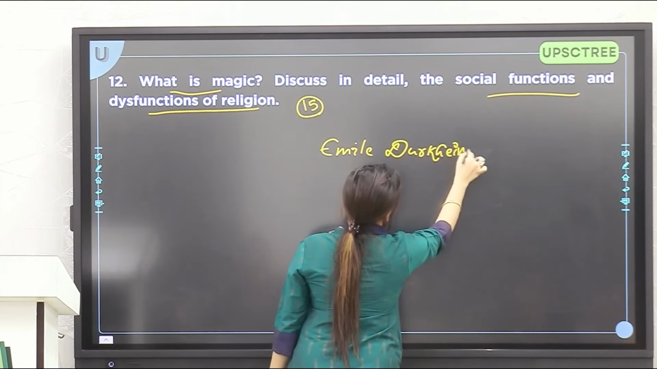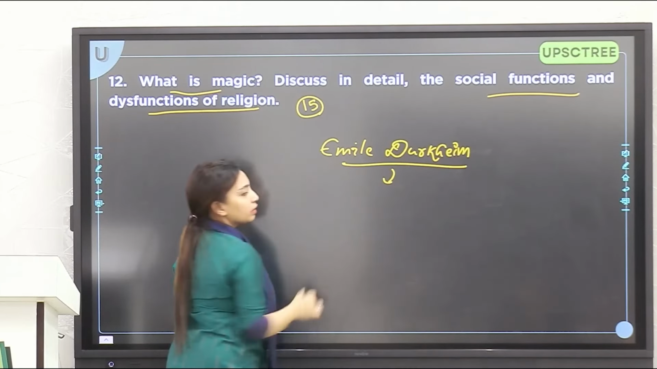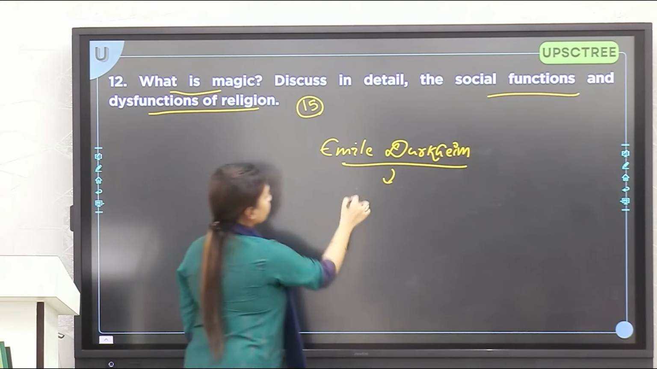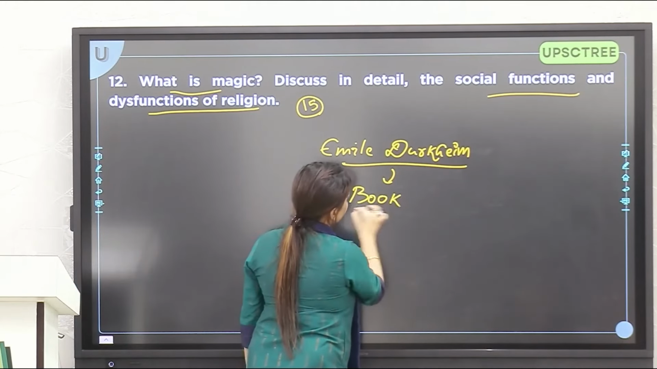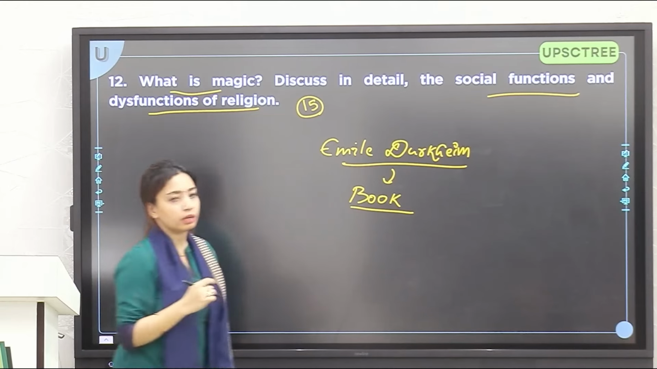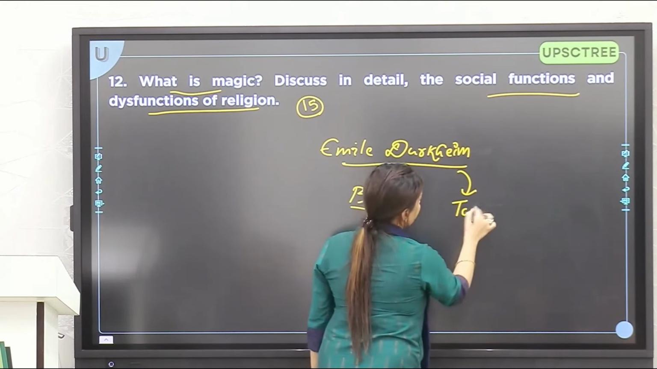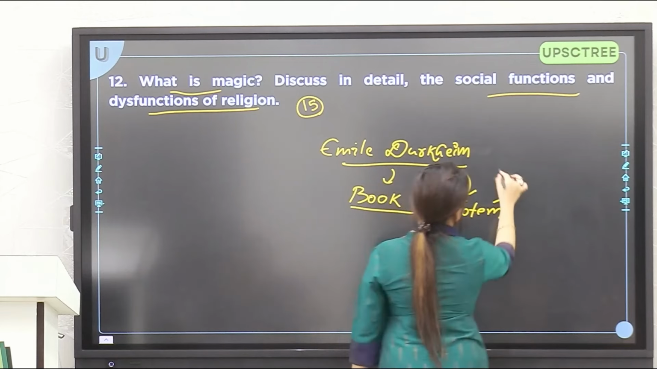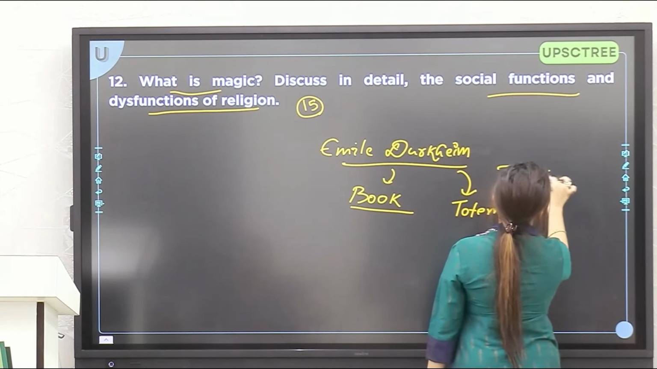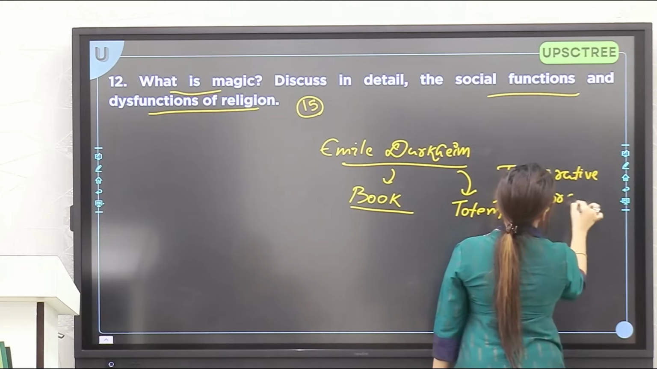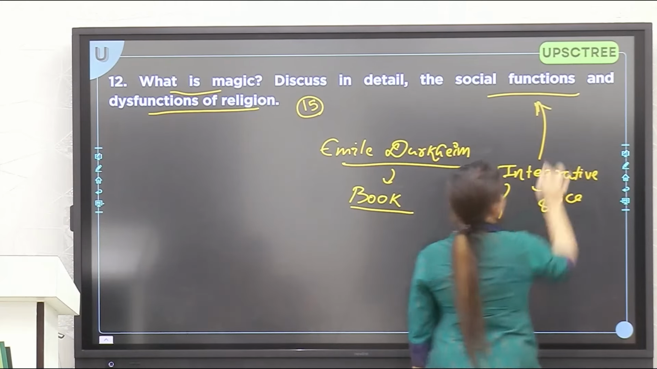So here, clearly you can talk about the elementary forms of religion. You have to write down the name of the book and then you can talk about different religions. Okay, so here also you can talk about totem as an integrative force. So this will be the function of religion.